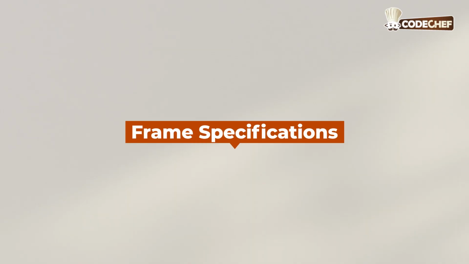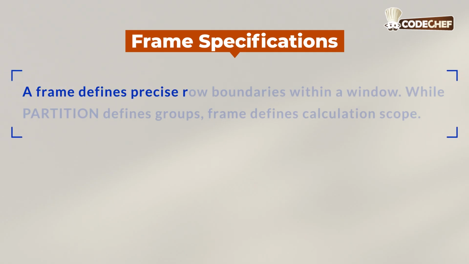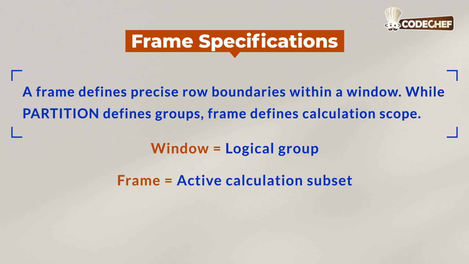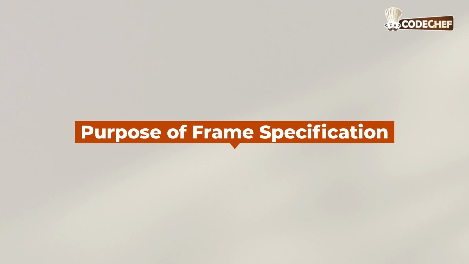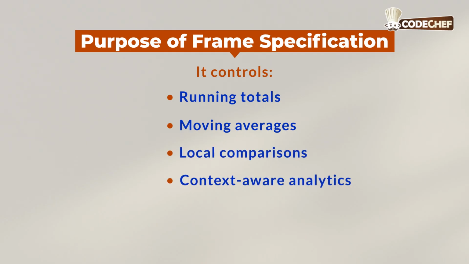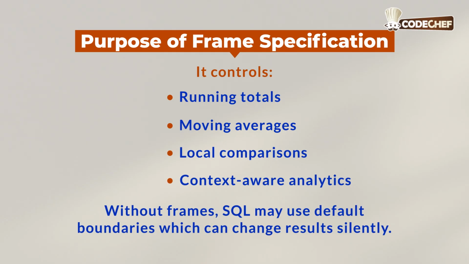Frame specifications. A frame defines precise row boundaries within a window, while partition defines groups. Frame defines calculation scope. Now, what is the difference between a window and a frame? Window is just a logical group and frame is the active calculation subset. Purpose of frame specification. It controls running totals, moving averages, local comparisons, and context-aware analytics. Without frames, SQL may use default boundaries which can change results silently.